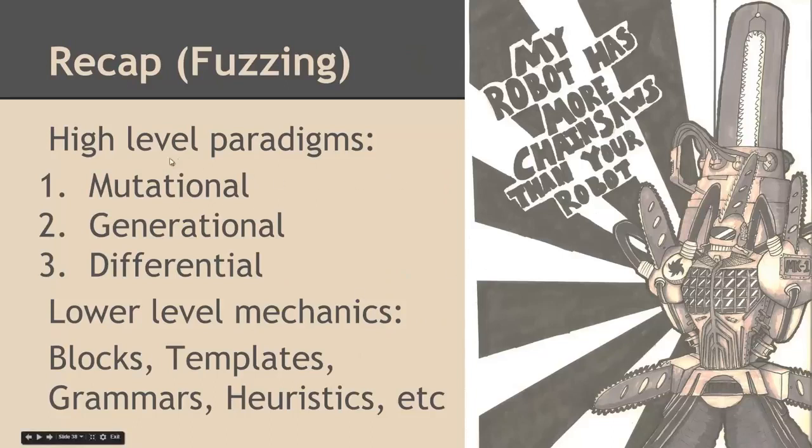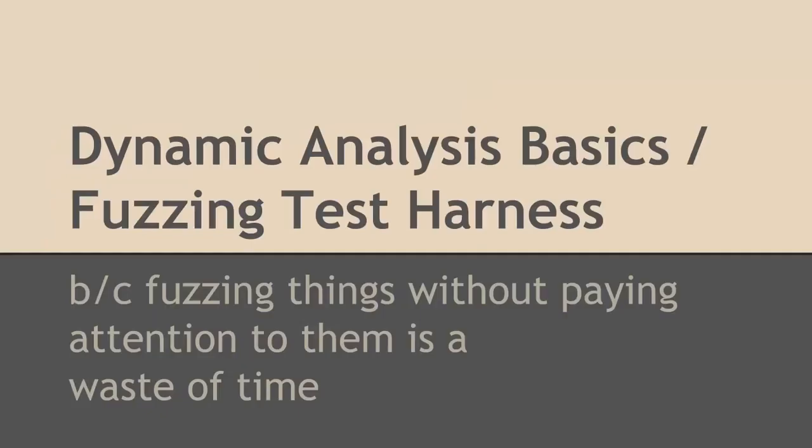So to recap, before we go any further, there are 3 high-level paradigms: mutational, generational or model-based, and finally differential-based fuzzing approaches, which may employ any combination of lower-level mechanics which span across block-based, template-based, the use of grammars, heuristics, and obviously the use of introspection and instrumentation to determine whether or not there's unusual behavior or crashes occurring, which brings us to how to determine that. Because fuzzing things without paying attention to them is a total waste of time.